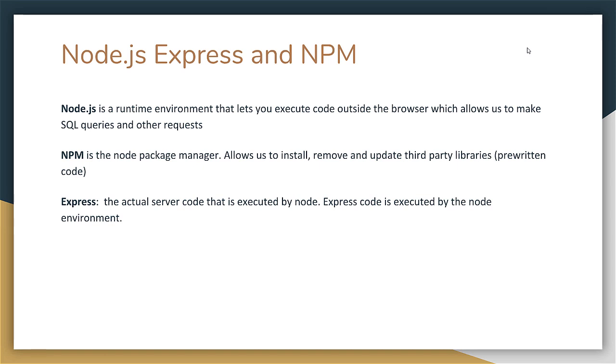And next, npm is just a package manager. It essentially allows us to update, remove, and install third-party libraries. And third-party libraries is just another way of saying pre-written code. And finally, we have Express. Express is just a server that's actually run by Node. So essentially, the Express code is executed in the Node environment. So hopefully that gives you a better understanding about the differences between Node, npm, and Express.